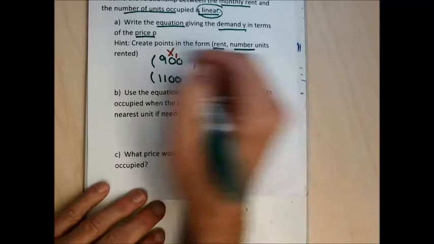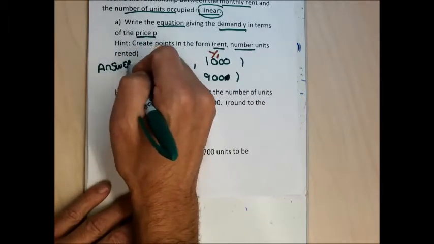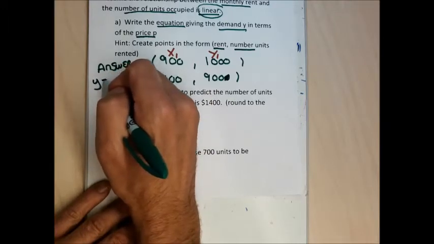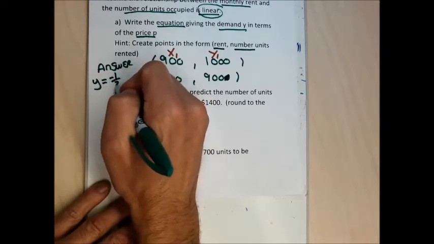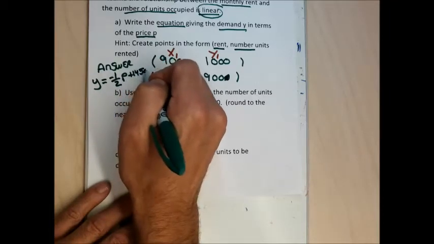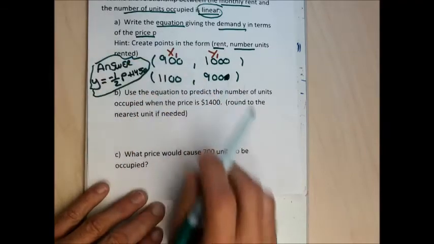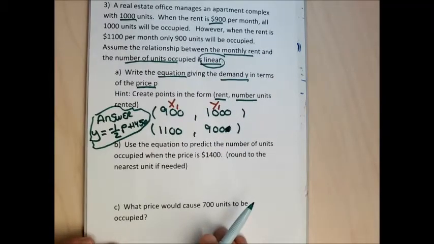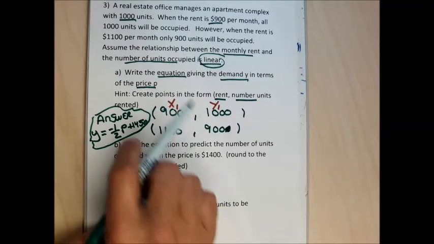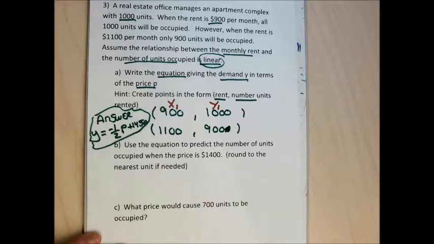And in my answer for part A, barely left myself any room to do that, I'm going to take that equation of my line, and I'm going to change the x to a P, just because that stands for the price, and it's going to make it so I don't mess up when I do part B and C. So I'm going to say the demand, the number of units rented, y equals negative 1/2 times the monthly rent, the price, plus 1450. Done with part A, I'll move on to part B.